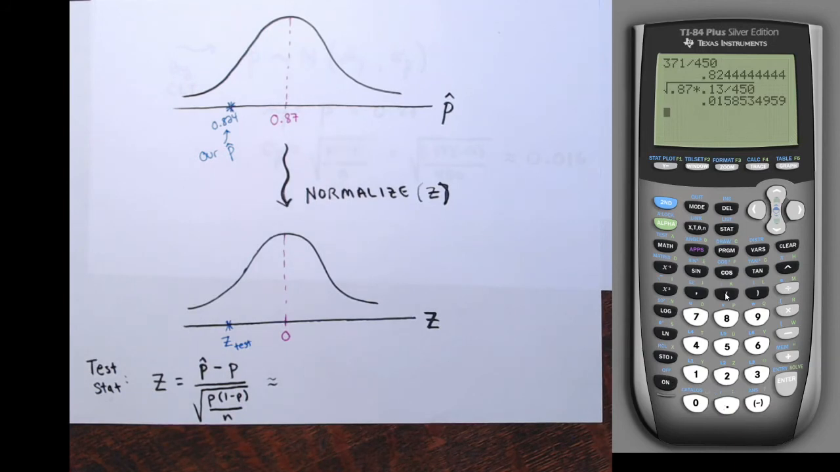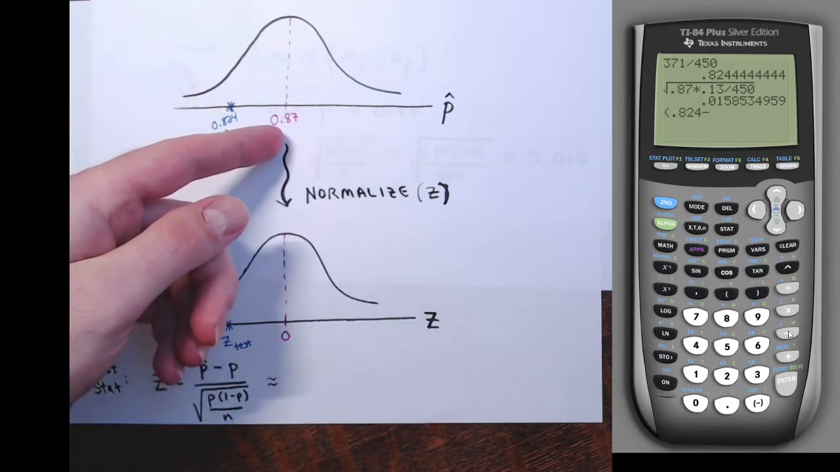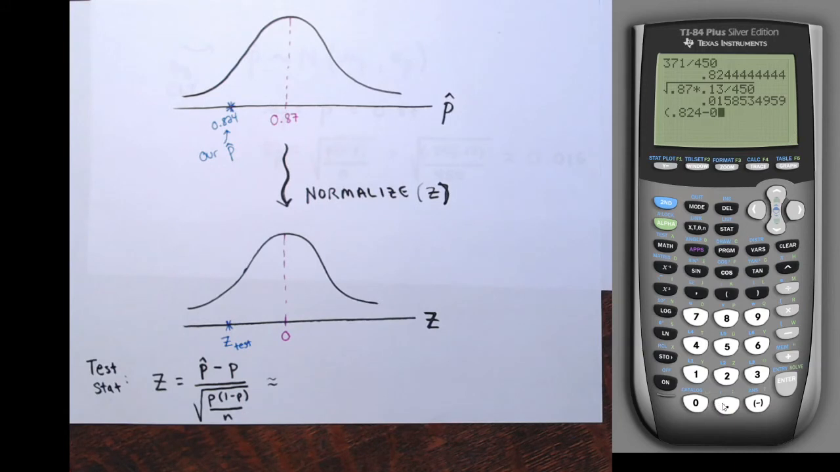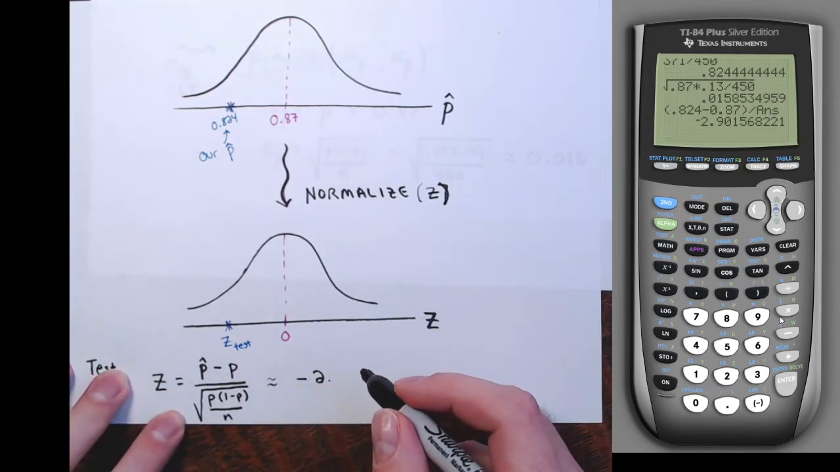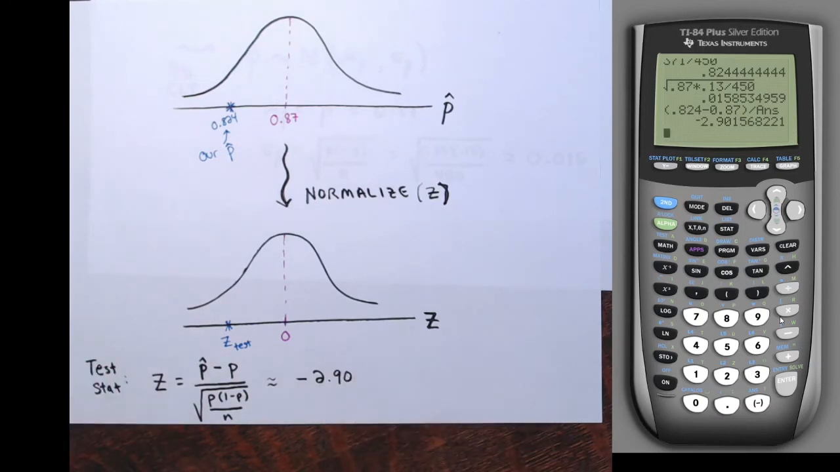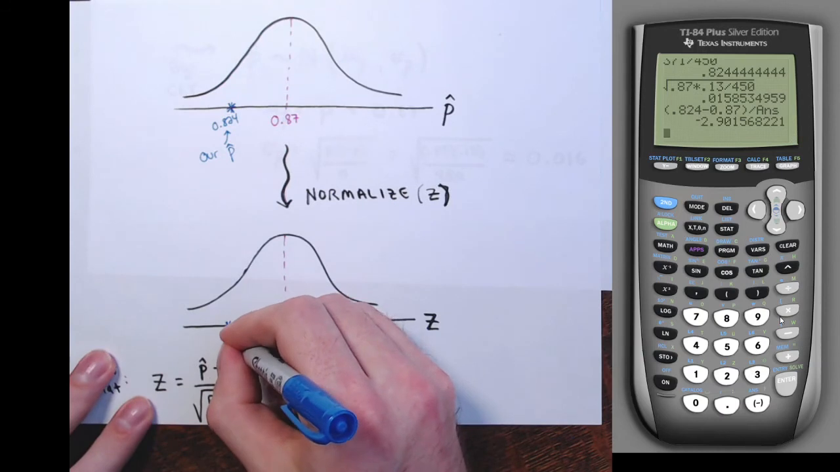Okay, so in the numerator, parentheses, our sample proportion 0.824, minus the mean proportion, which we're assuming is 0.87. So there's the numerator. Then I divide by the standard deviation. You can retype this, but I'm just going to put in the previous answer, which on my calculator is that standard deviation. So it's negative 2 point, and they want 2 decimal places, so 90. That is the test statistic.